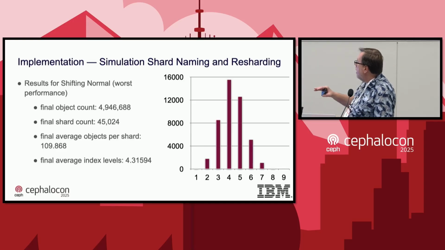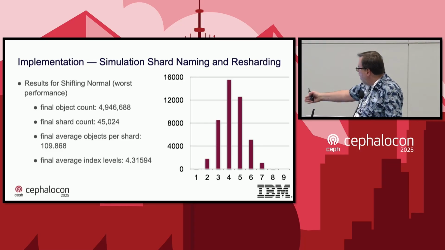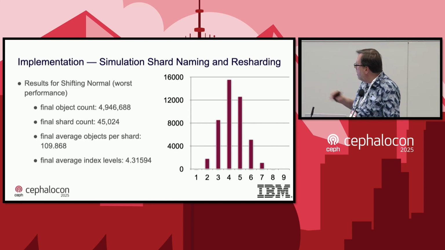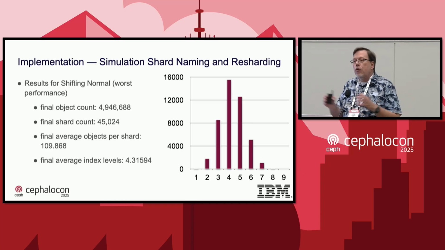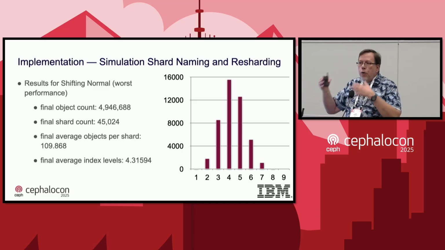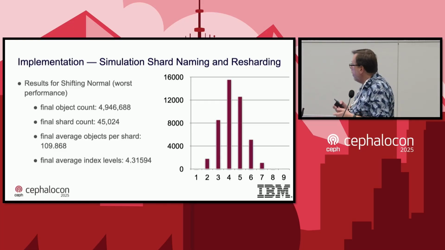So the mode is about 4 levels deep on the hierarchical naming scheme. There are very few that got up to 9 levels deep on that. And that's because we can reuse those names. Once we split and join and so on, higher levels in the hierarchy become available for use.